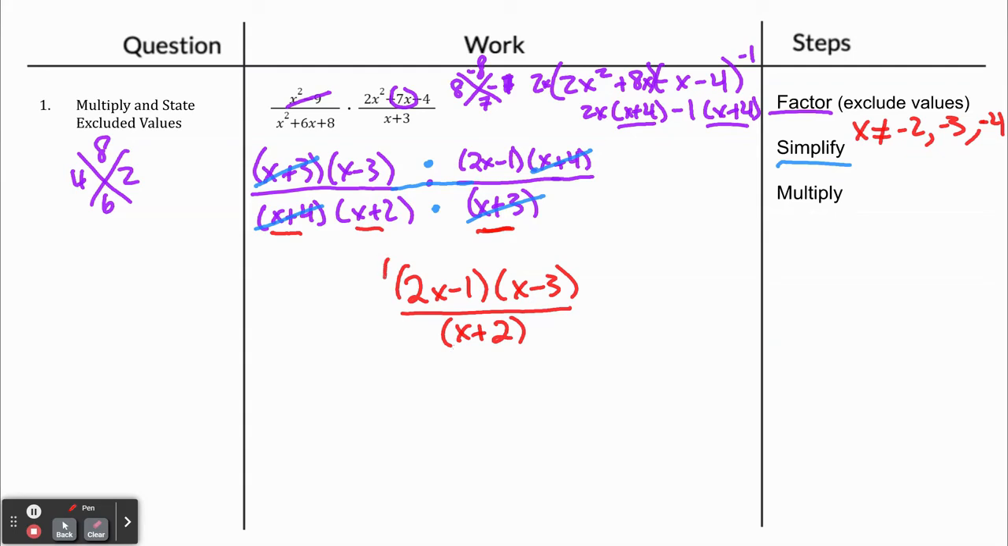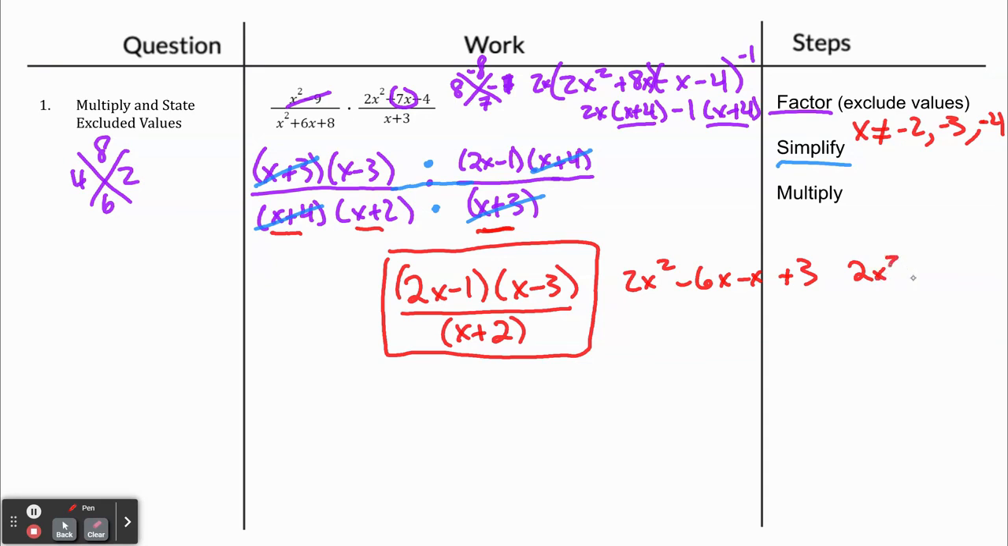Now you could leave your answer like this, or you could multiply the top here to give us 2x squared minus 6x minus x plus 3, or 2x squared minus 7x plus 3, and all of that is over x plus 2. So there are my two final answers.